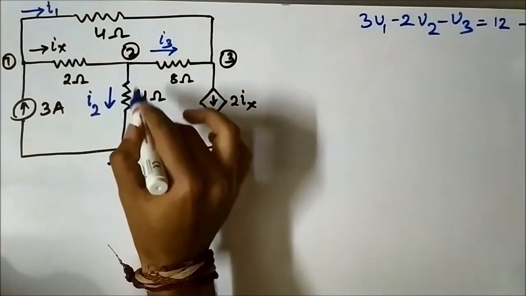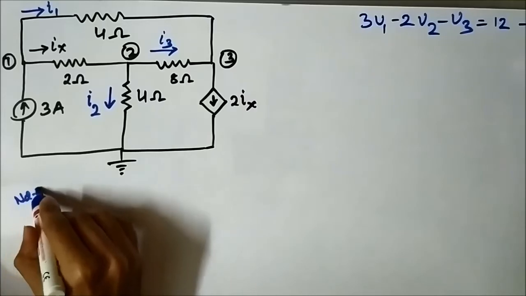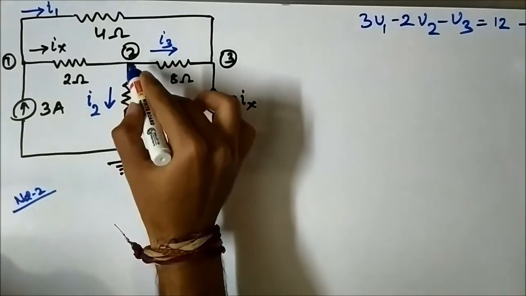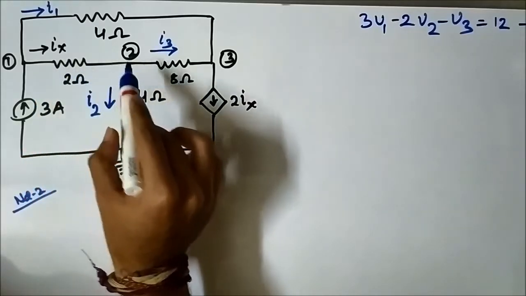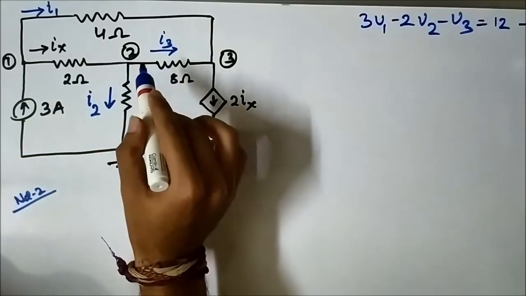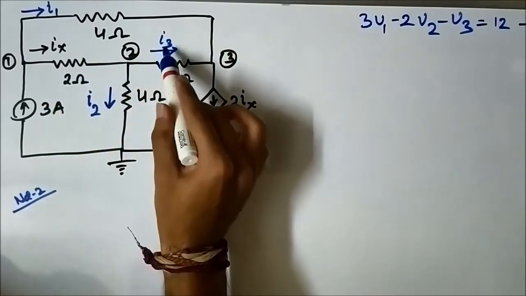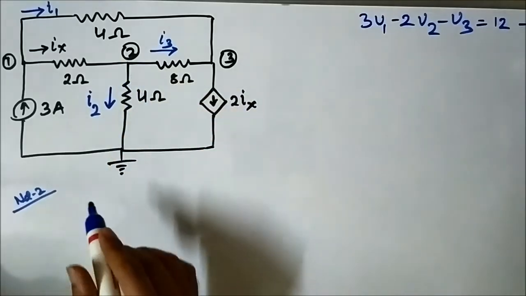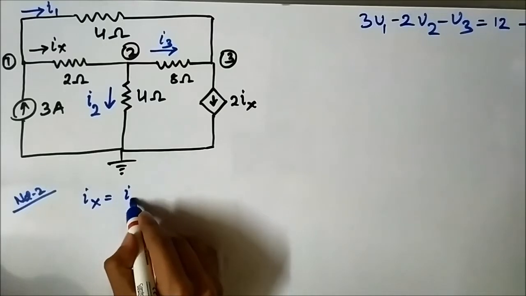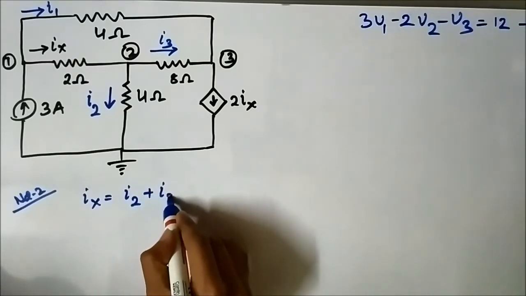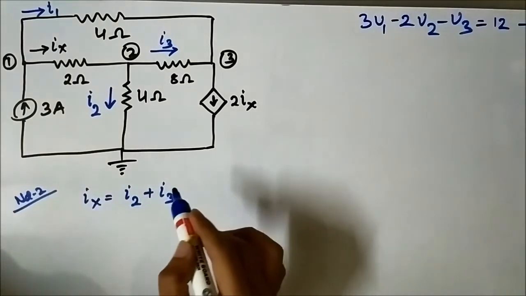So now we have to write the nodal equation for node 2, first in current form and then in nodal voltage. In node 2, you can see Ix is flowing towards the node, I2 and I3 are flowing away from the node. So Ix will be on one side and I2 and I3 will be on the other. This is the nodal equation. Now we have to convert it in terms of nodal voltages.